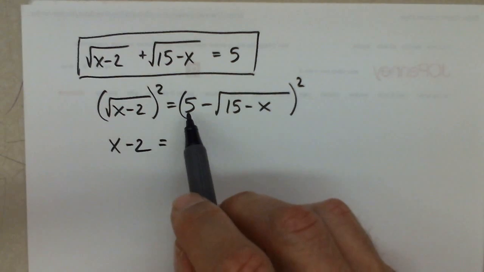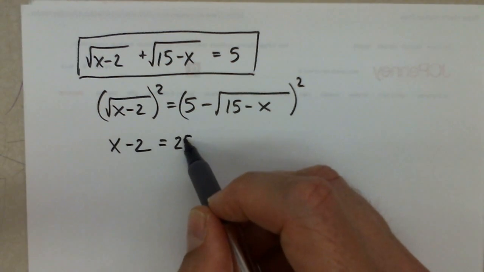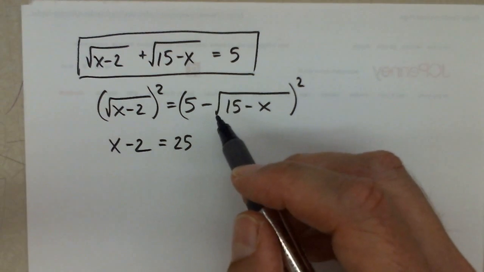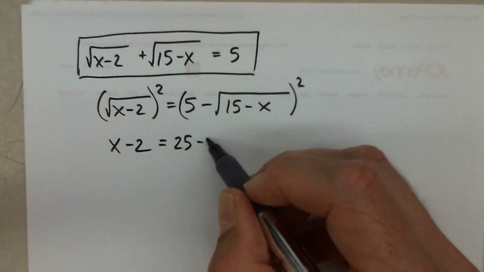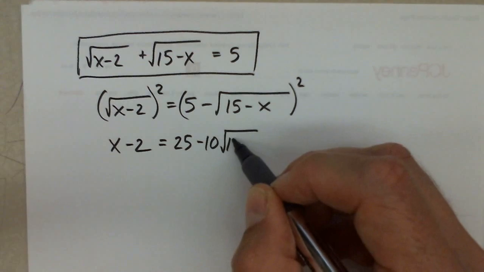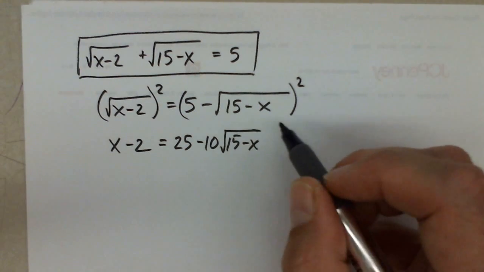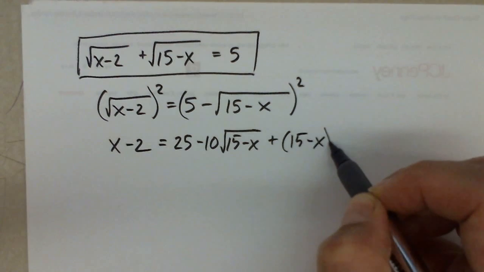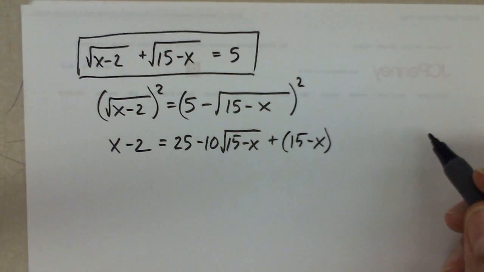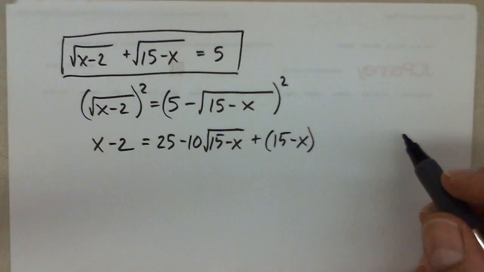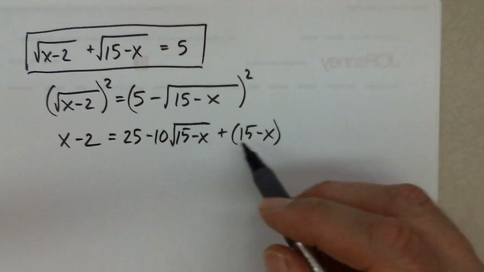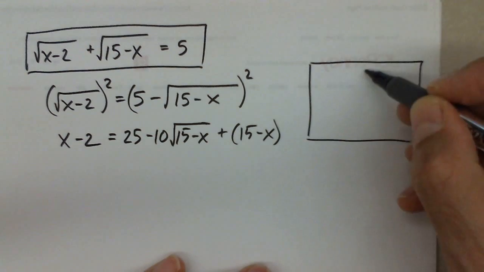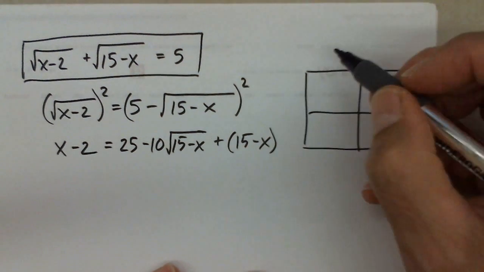And when we square this, we're going to square the 5. We're going to go 5 times the radical. Radical times 5, we're going to end up with negative 10 radical 15 minus x. And then when we square that, we'll get 15 minus x. So if you want to look at how we do that, you could have boxes like this.